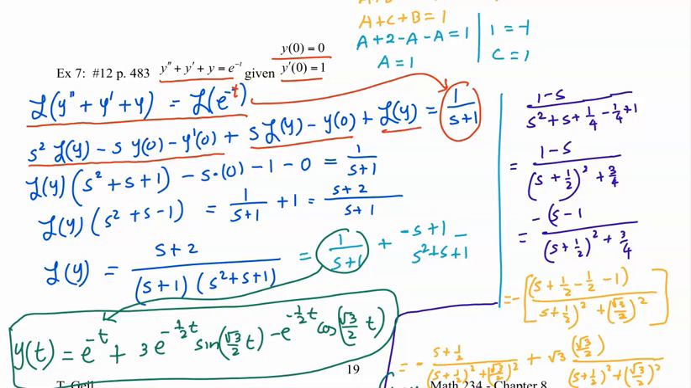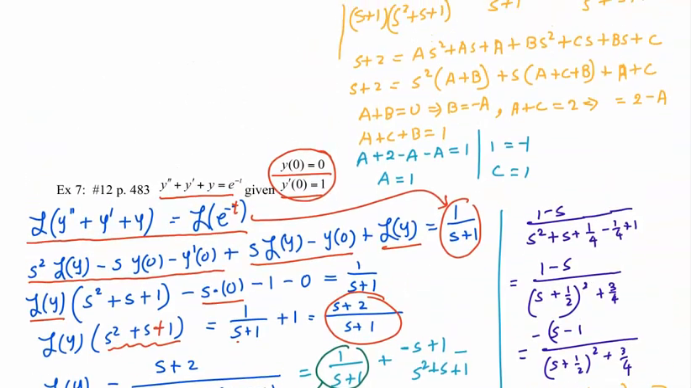Okay. Again, you factor out Laplace of y, and then you plug in the values of the initial conditions, and then on the right side it becomes s plus 2 over s plus 1, and you're going to divide by s squared plus s minus 1 or plus 1. This should be plus 1. Okay, divide with that. Now after you divide this, we're going to use a partial fraction.